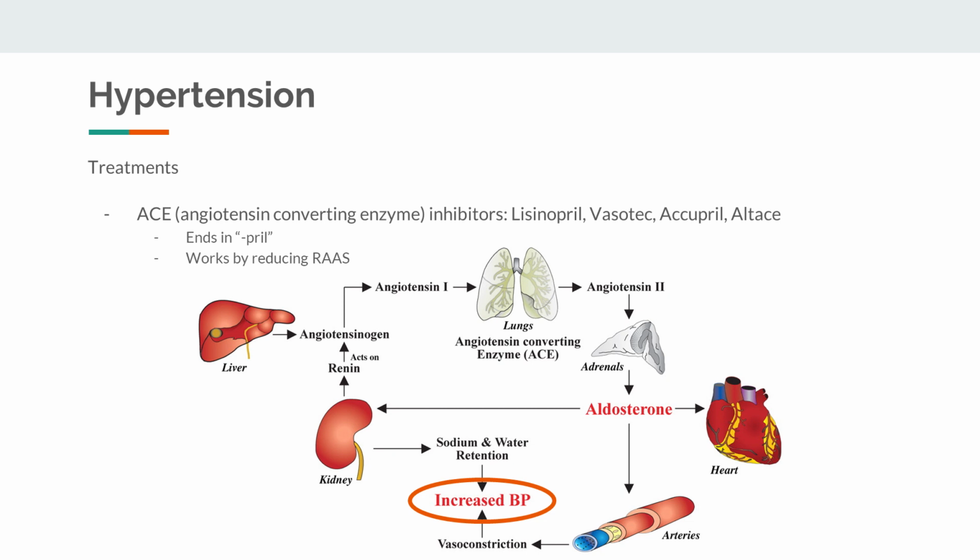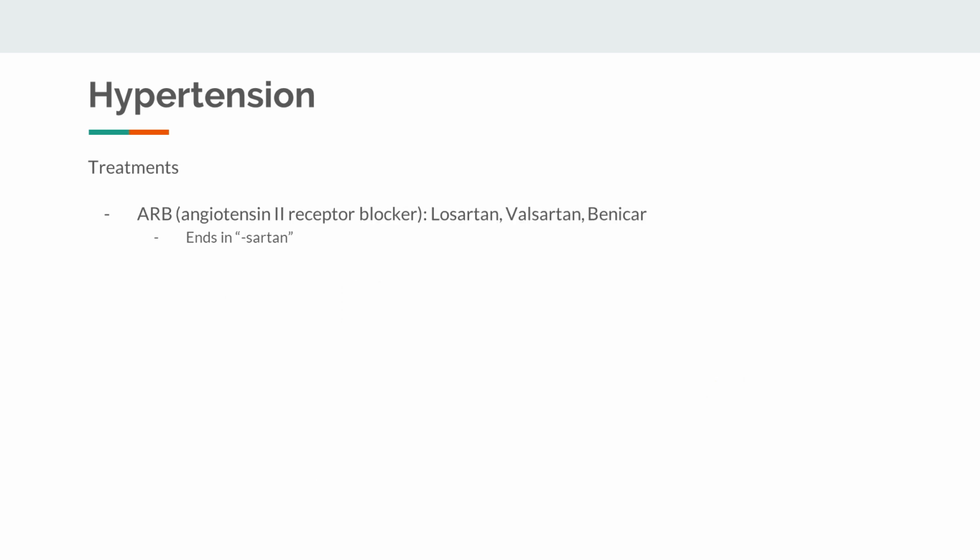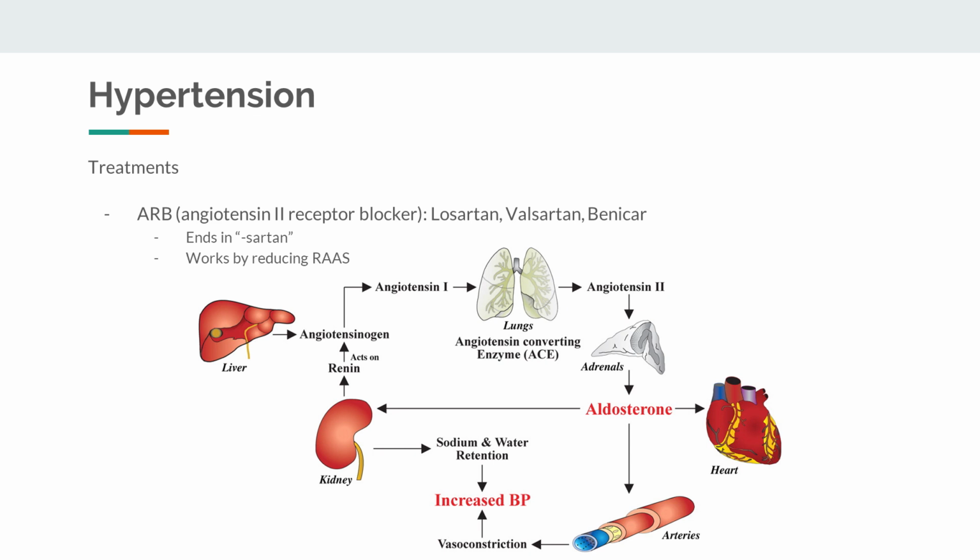So it's a bit convoluted, but basically RAAS is a system that works to increase blood pressure. In hypertension, we want to lower blood pressure. So ACE inhibitors work by blocking the enzyme ACE. This leads to less angiotensin 2 and less aldosterone. This then leads to less systemic vasoconstriction and less water retention, which all lead to lower blood pressure. ARBs, or angiotensin 2 receptor blockers, tend to end in sartan and include medications like losartan, valsartan, and Benicar. ARBs also act on the RAAS to lower blood pressure, but unlike ACE inhibitors, they work by blocking the angiotensin 2 receptor. Again, less angiotensin 2 means less systemic vasoconstriction and less aldosterone, which means less water retention, lower blood volume, and ultimately lower blood pressure.